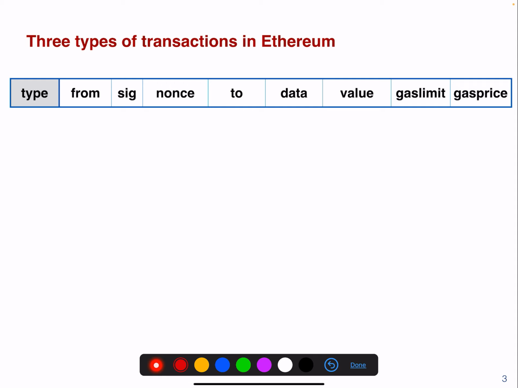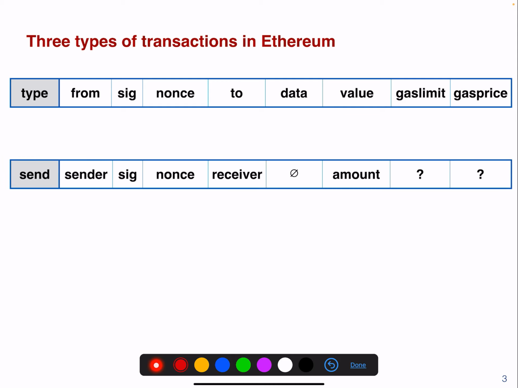So there are three types of transactions in Ethereum, and we go very carefully through them because this is quite crucial in the understanding of the smart contract blockchain. So this is kind of the high-level view of how a transaction looks like. The first type of transaction is a send transaction.